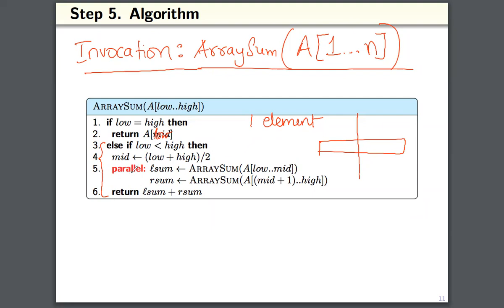It doesn't matter. So then in parallel, you can call array sum of the left half, low to mid, and array sum of the right half, mid plus 1 to high. Let's call this L sum. Let's call this R sum. Then return L sum plus R sum. That's it.